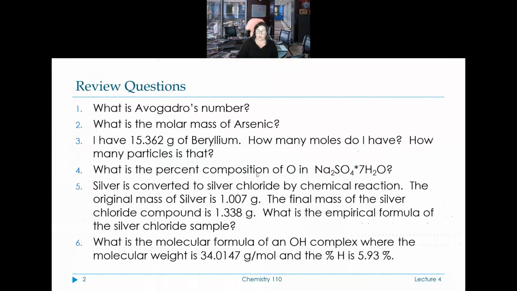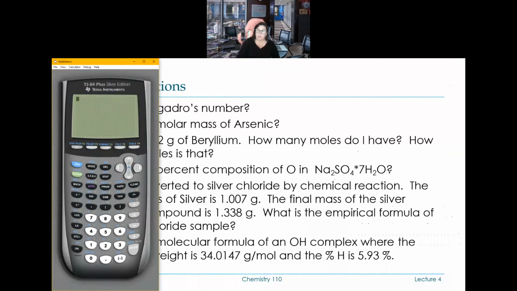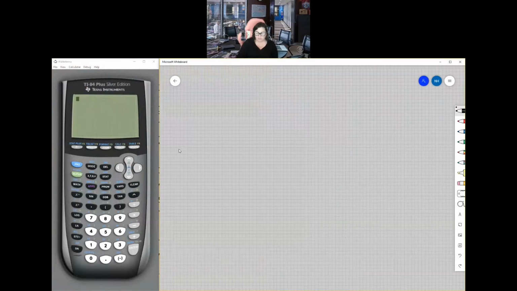What is the percent composition of oxygen in Na2SO4·7H2O? Sodium sulfate heptahydrate. Yes, 7. Heptahydrate. I wanted to call it hexahydrate, and I'm like, I know that's not right, so let me not do that. So let me pull these two back up so that we can put that down again.